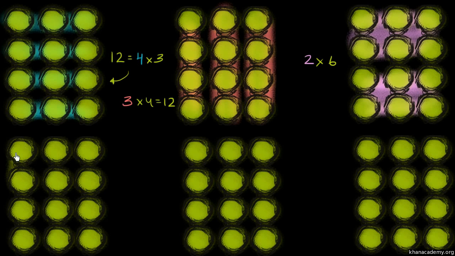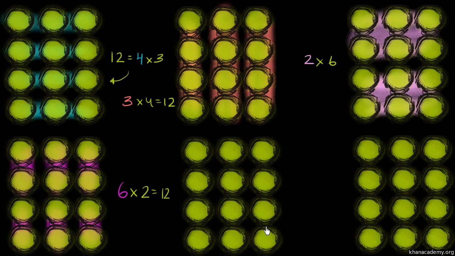6 groups of 2. So that's one group of 2. Let me do that in a different color. Let me do it in this purple color. We have one group of 2, 2 groups of 2, 3 groups of 2, 4 groups of 2, 5 groups of 2, and 6 groups of 2. So once again, this is all different ways of writing 12, something equivalent to 12. We could write 6 times 2, 6 groups of 2, 6 times 2 is also equal to 12. But we don't have to stop there.